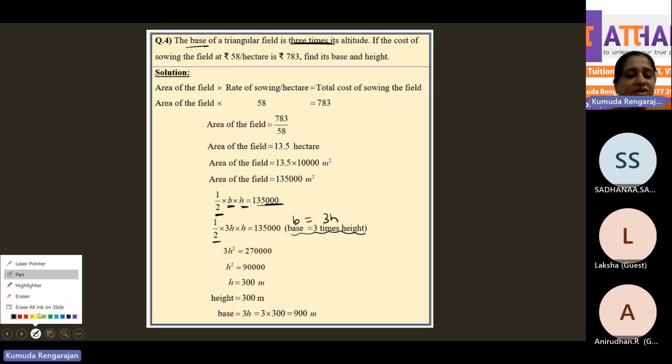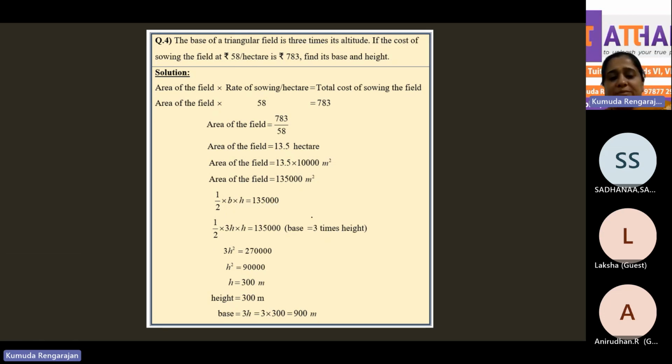Because what do you mean by 3 times? 3 into h. B is equal to 3h. So base is equal to 3 times altitude, as given in the question. So instead of B, you write 3h. Instead of B, you write 3h, into h is equal to 1,35,000.